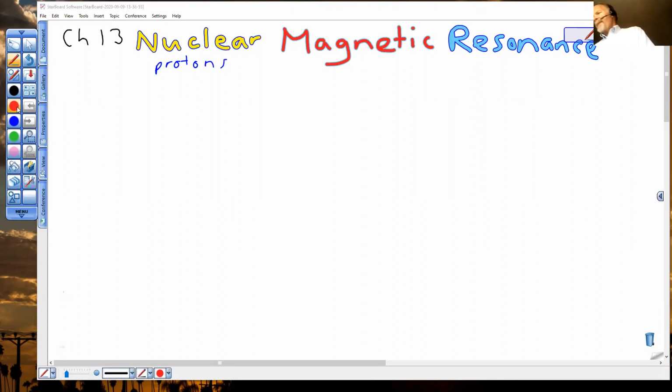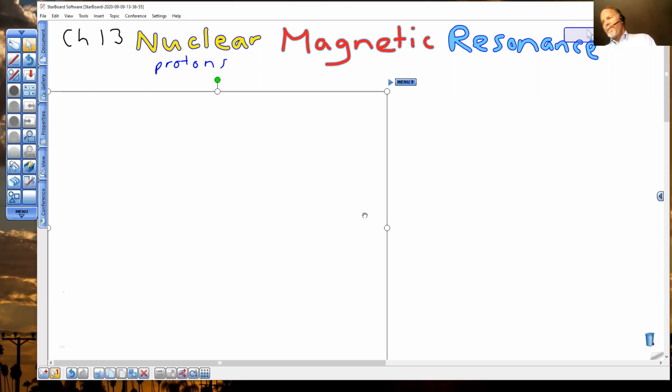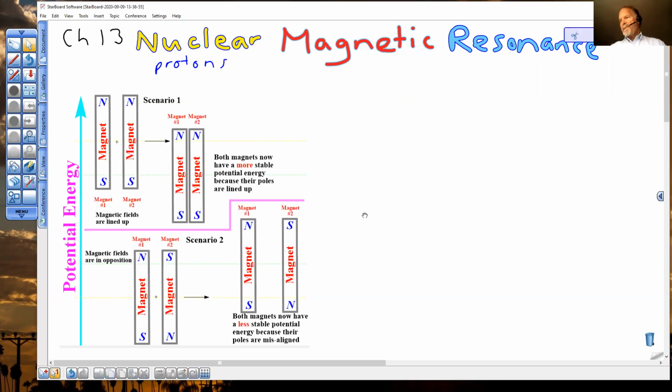So going back, protons, if you recall, are either spinning clockwise or counterclockwise. And we can cause that spin to change if there's a difference in energy between spinning clockwise or counterclockwise. And there's normally not a difference in energy. So let's talk about nuclear magnetic resonance with magnets.